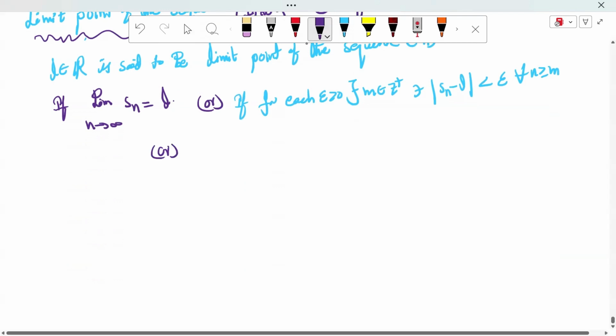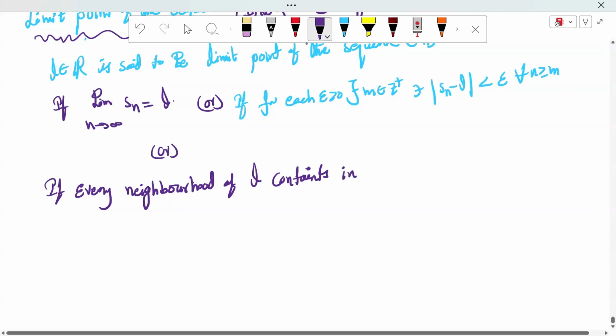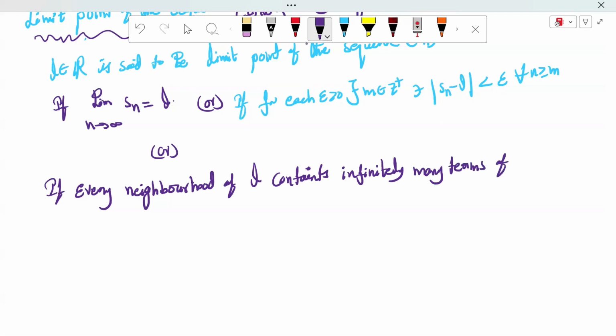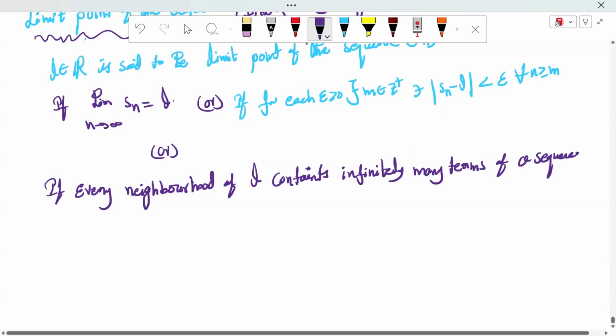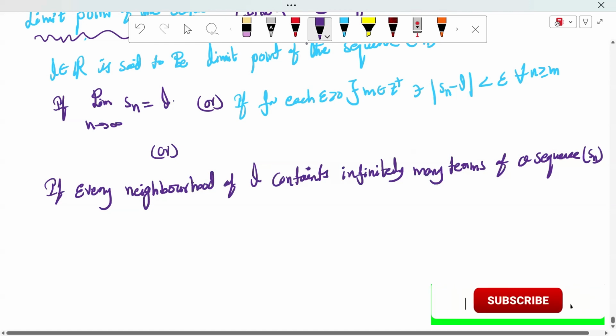Or simply, the sequence is real numbers. L is said to be the limit point of the sequence Sn if every neighborhood of L contains infinitely many terms of the sequence Sn.